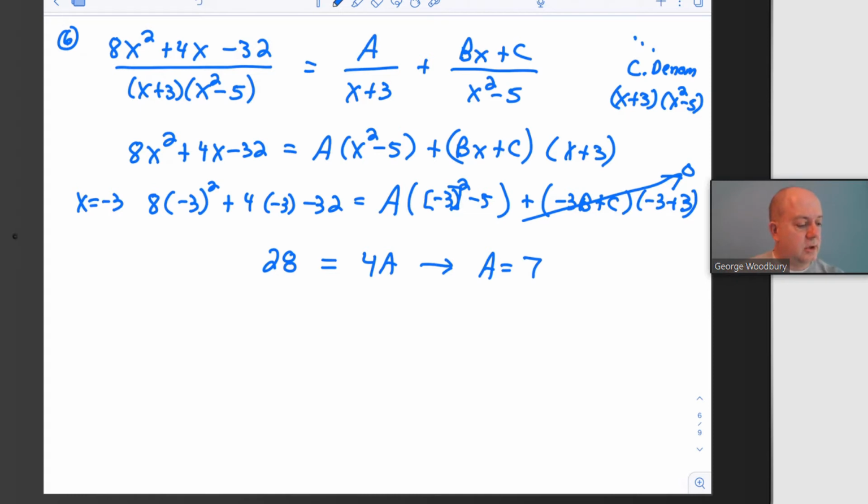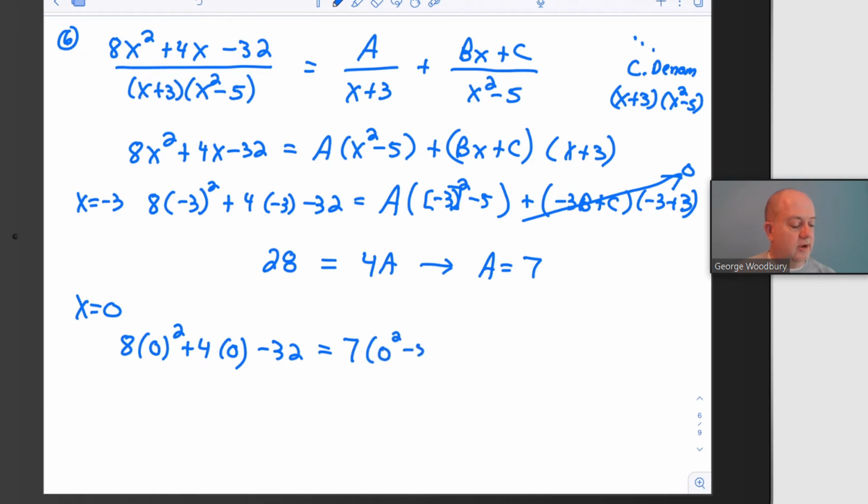Because if you look at Bx plus C, if we put in 0 for x, B times 0 is 0, that's going to leave just C, and then we'll have something that we can work with as well. So let's try that. x equals 0. 8 times 0 squared plus 4 times 0, that's a whole bunch of 0 there, minus 32. So the left side is going to be -32, equals, our new value of A is 7, times 0 squared minus 5, plus B times 0 plus C times 0 plus 3.